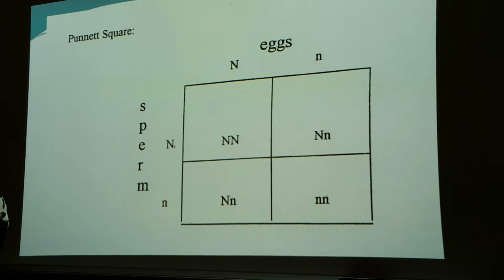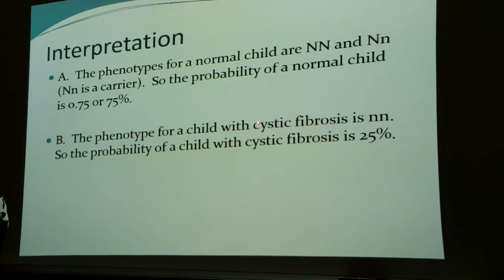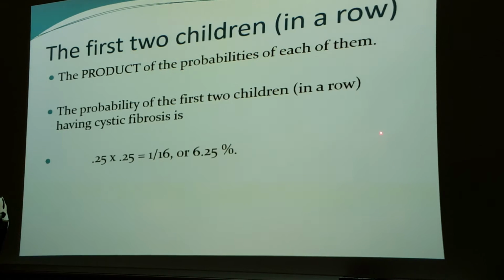So it's all in how you ask the question. I'll always be careful to say in a row. Okay? So this is how you do these Punnett squares. And the first thing you do, you might as well, when you see one of these problems, is just draw the blasted square. Okay? So we saw that it was 75% chance of having a healthy child, 25% cystic fibrosis. But if it's 2 in a row, then it's 0.25 times 0.25.